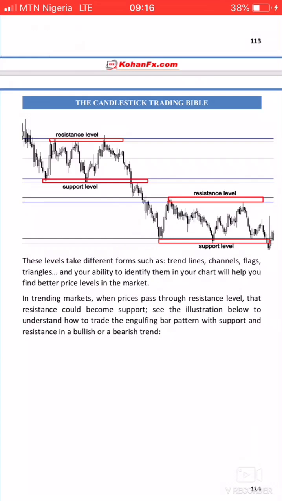These levels take different forms such as trend lines, channels, flags, and triangles, and your ability to identify them in your charts will help you find better price levels in the market. In trending markets, when prices pass through a resistance level, that resistance could become support. See the illustration below to understand how to trade the engulfing bar pattern with support and resistance in a bullish or a bearish trend.